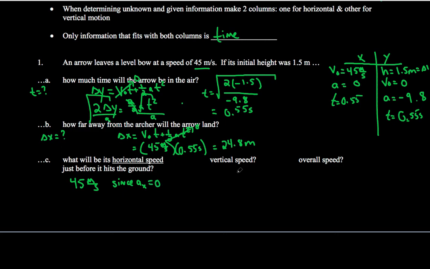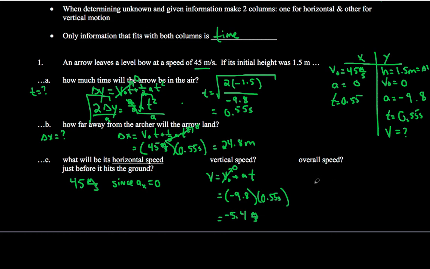Now the vertical speed, I'm going to try to find the final velocity in the vertical. And I know how fast it's picking up speed. In other words, I know what the acceleration is. That's the 9.8, and the initial velocity is 0. So I have negative 9.8 meters per second squared times the 0.55 seconds. And so notice this will be a negative value. And I got that to be 5.4 meters per second, and it's negative.